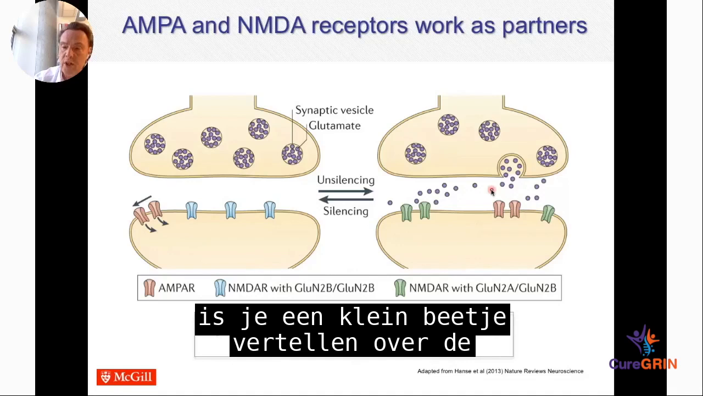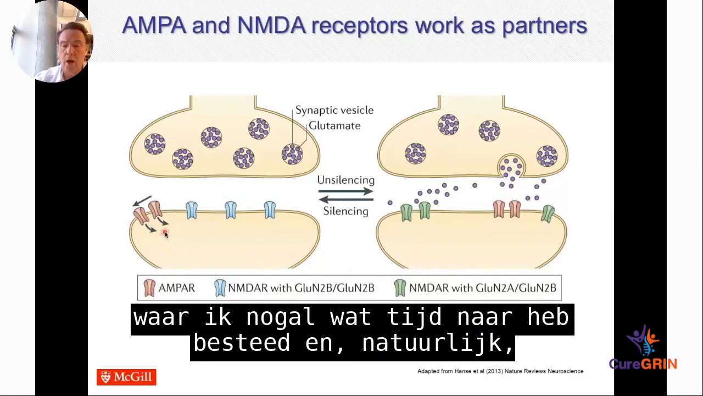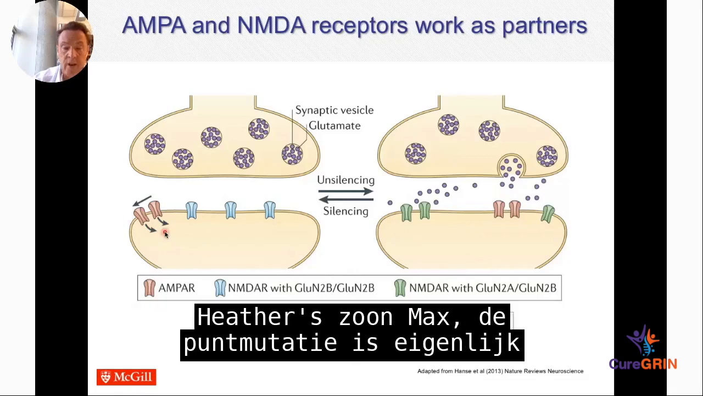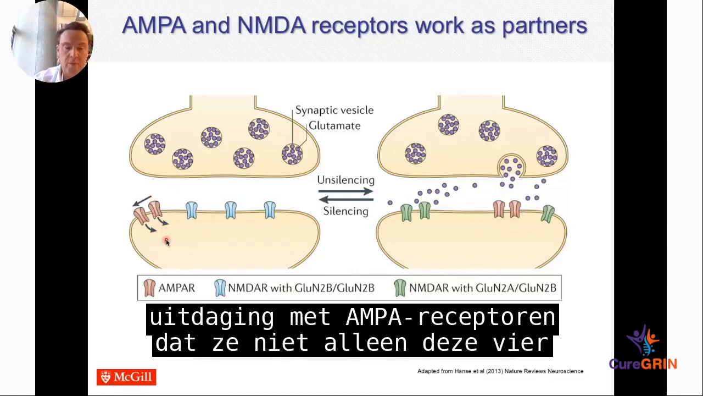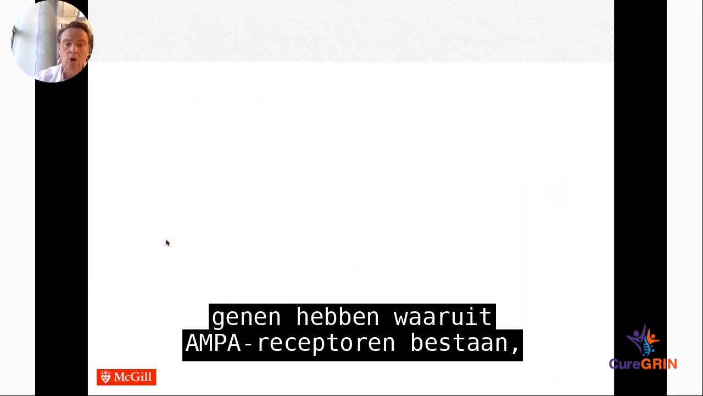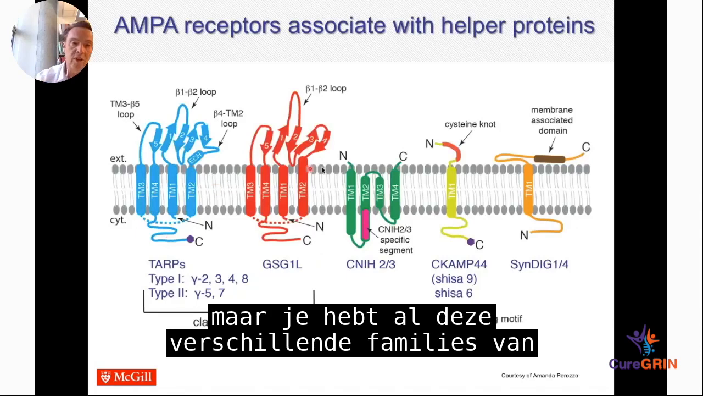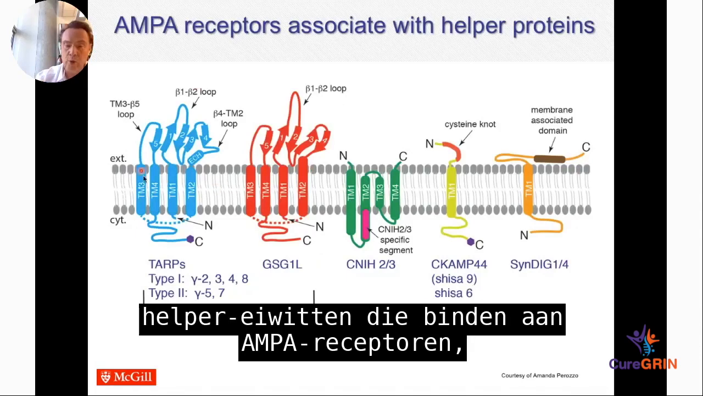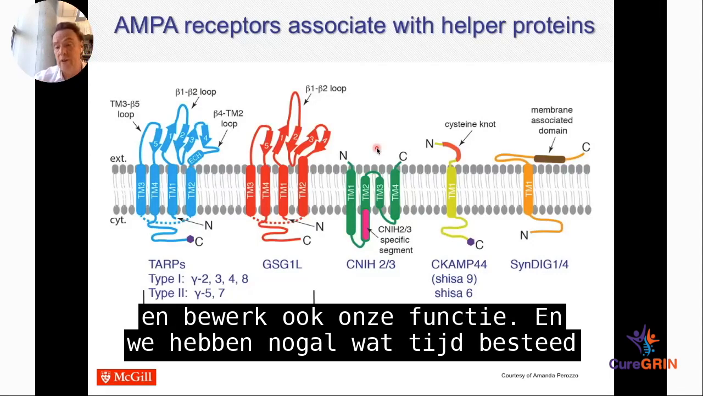Now what I'm going to do is tell you a little bit about the AMPA receptors, which I've spent quite a bit of time looking at. And of course, Heather's son, Max, has a point mutation found in the AMPA receptor. The challenge with AMPA receptors is that not only do they have these 4 genes that make up AMPA receptors, but they have all of these different families of helper proteins which bind to AMPA receptors, bring them into the neuron and put them in the right place, and also affect their function.